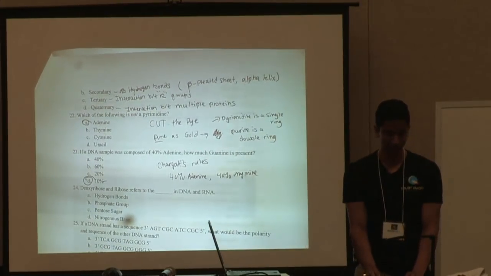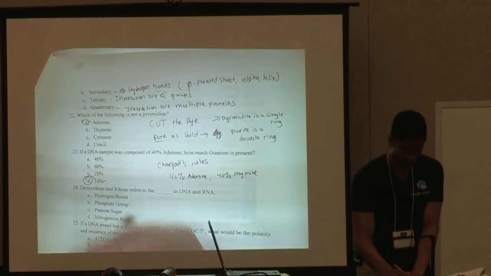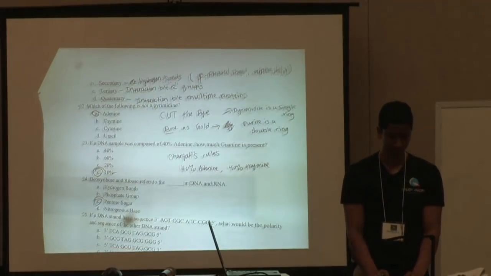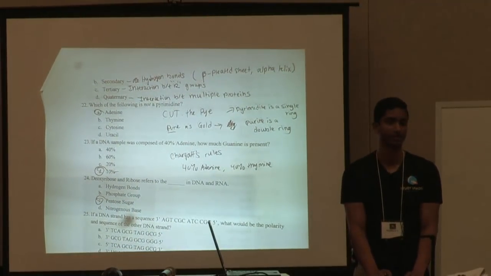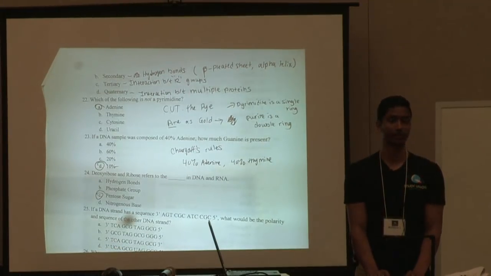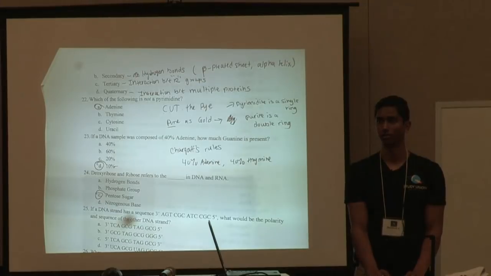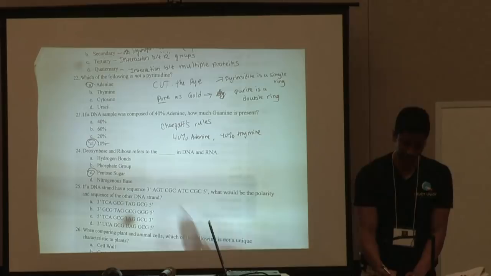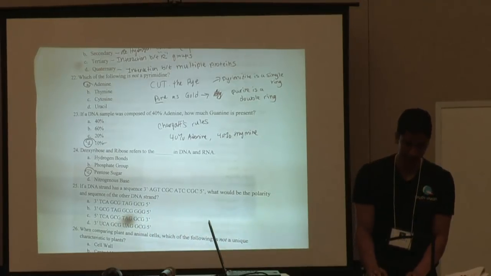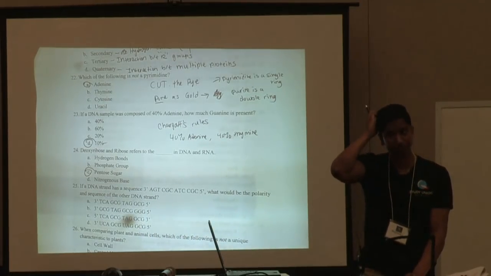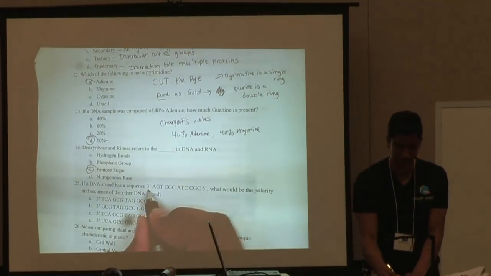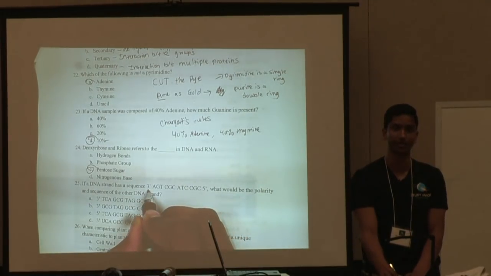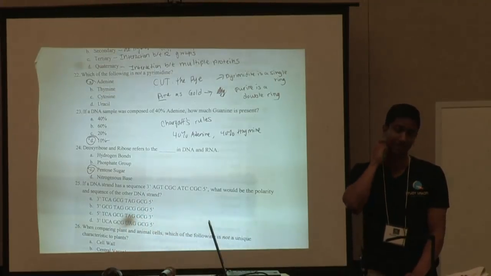All right, so deoxyribose and ribose refers to the blank in DNA and RNA. The sugar. Anyone have any questions on that? Does anyone have any specific questions yet, if you guys are flipping through it? No? Just keep going? All right. If a DNA strand has a sequence, what would be the polarity and sequence of the other DNA strand? So if it starts in the 3' right here, what would it start with on the other strand? 5', right? So what's the answer?